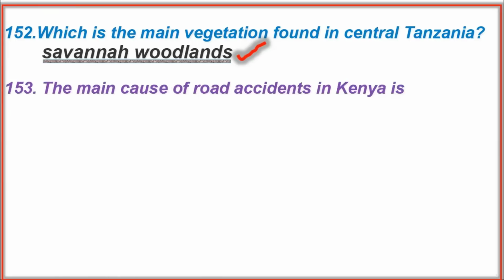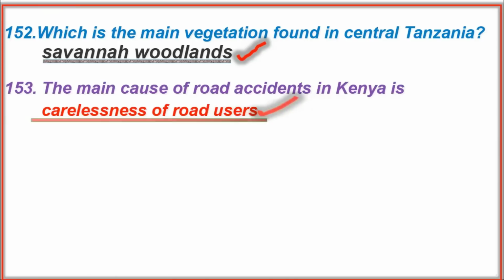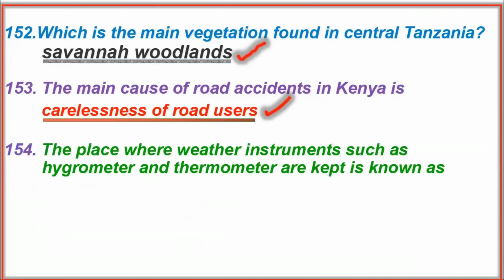Question 153. The main cause of road accidents in Kenya is, the correct answer should be carelessness of road users.